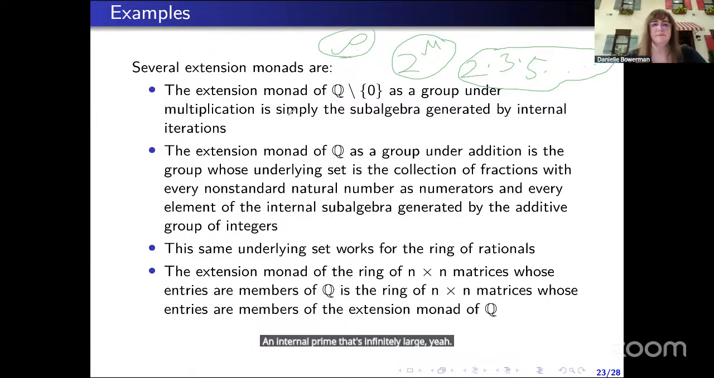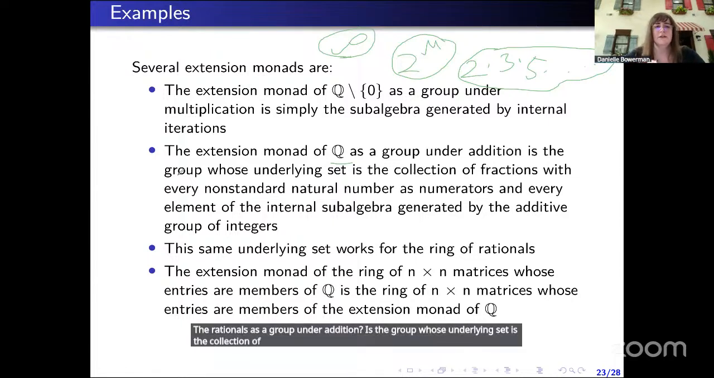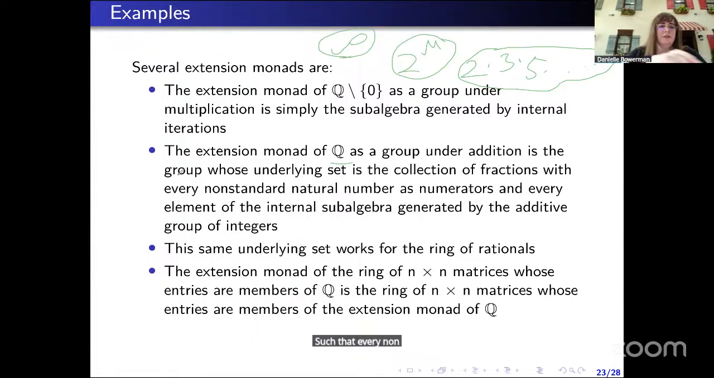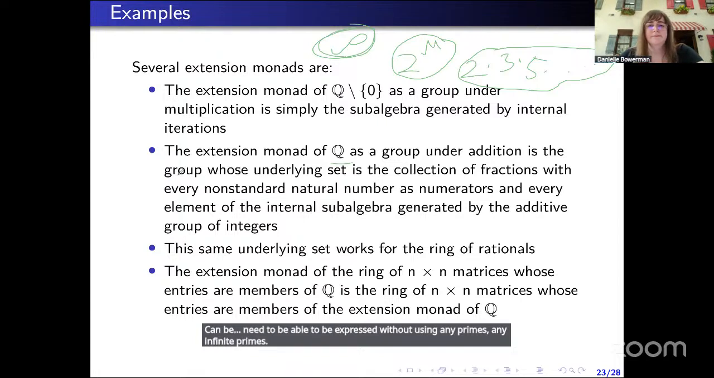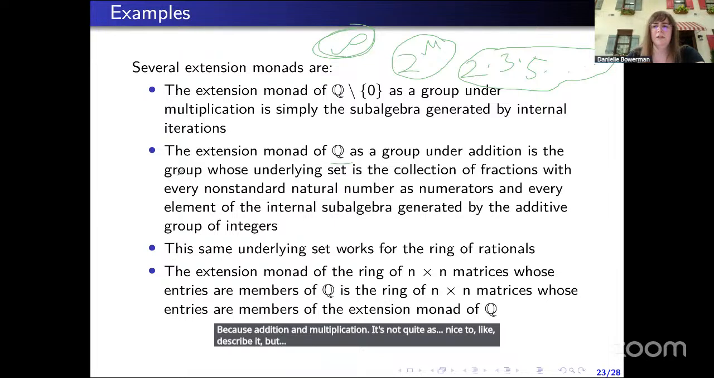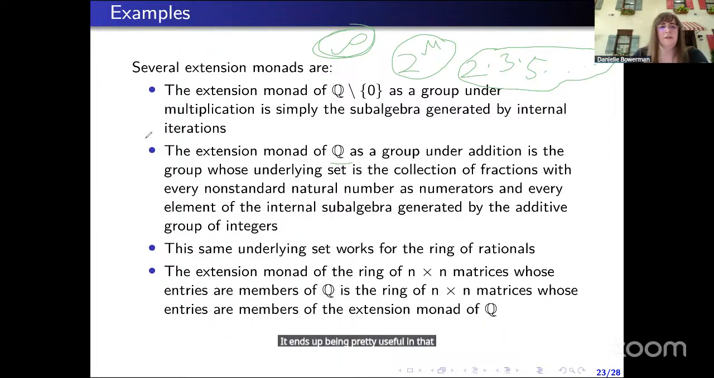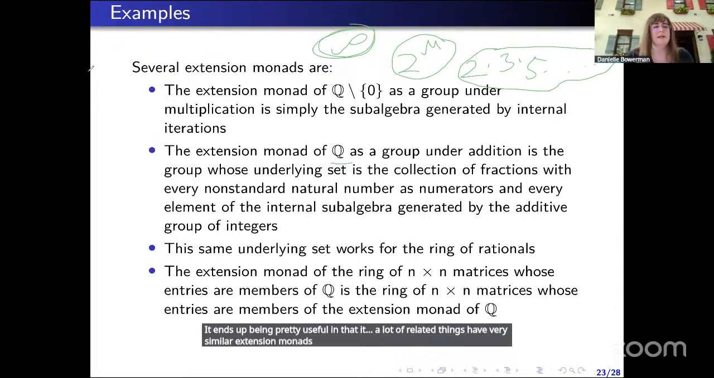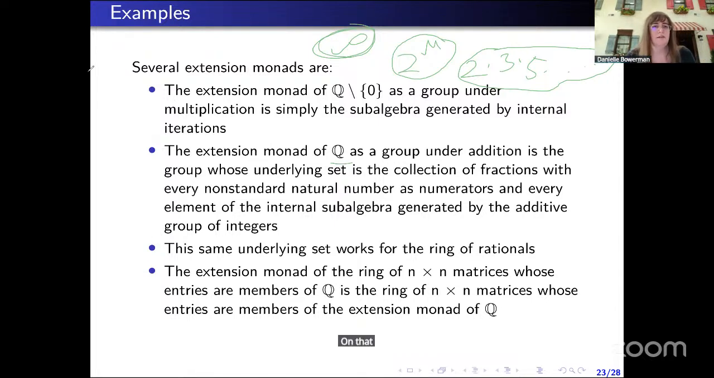Yeah, right. The extension monad of the rationals as a group under addition is the group whose underlying set is the collection of fractions, such that every non-standard natural number can be a numerator, but the denominators need to be able to be expressed without using any infinite primes. Because of addition and multiplication, it's not quite as nice to describe, but it ends up being pretty useful in that a lot of related things have very similar extension monads. And you can read the paper for more details on this.